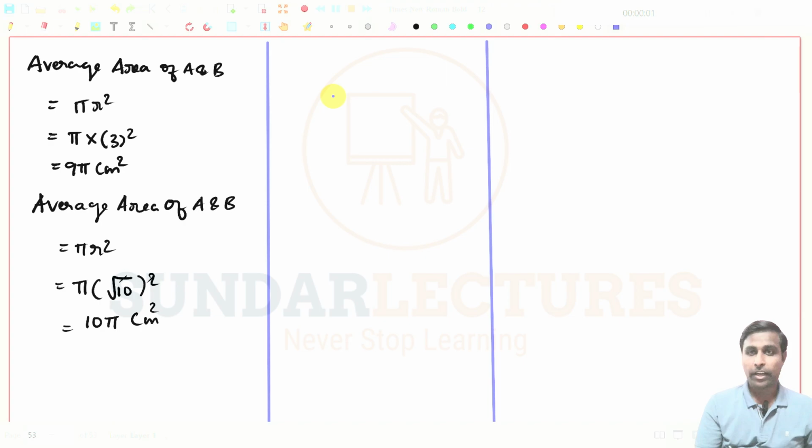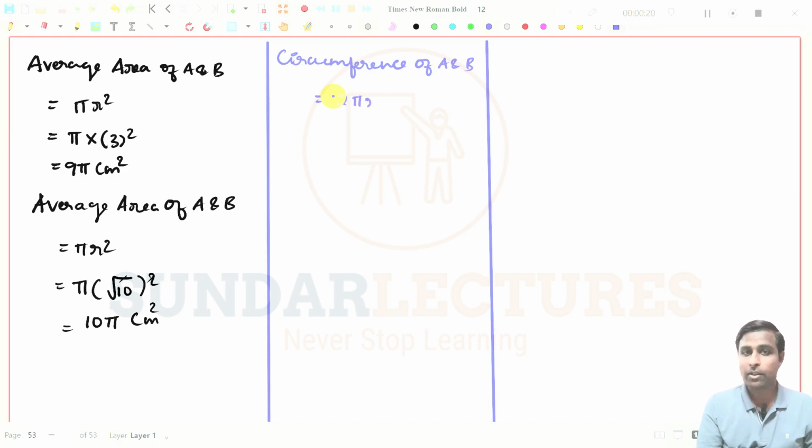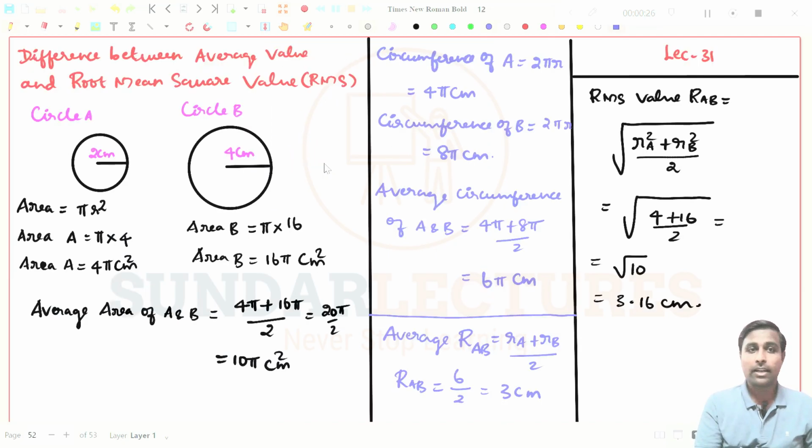Okay. Now what we do? We try to find the circumference value. So we need to find the circumference of A and B. So what is the formula? Here it will be 2 pi r, right? So I am writing here, 2 pi r. First we try to substitute the average value, the average radius value.